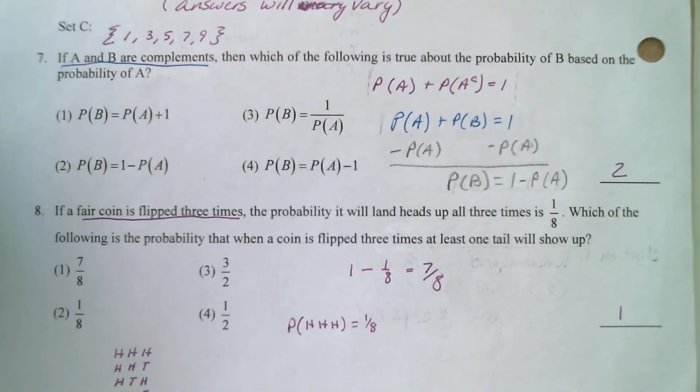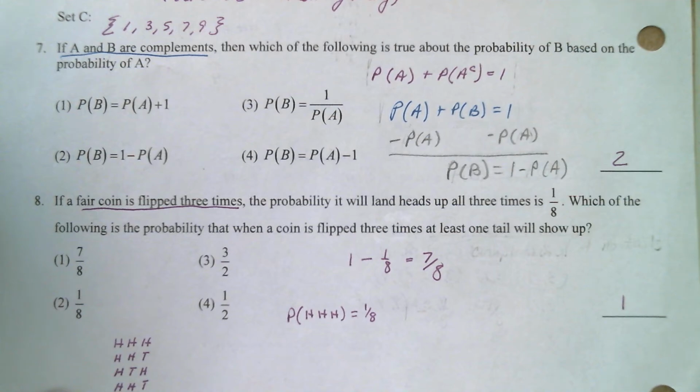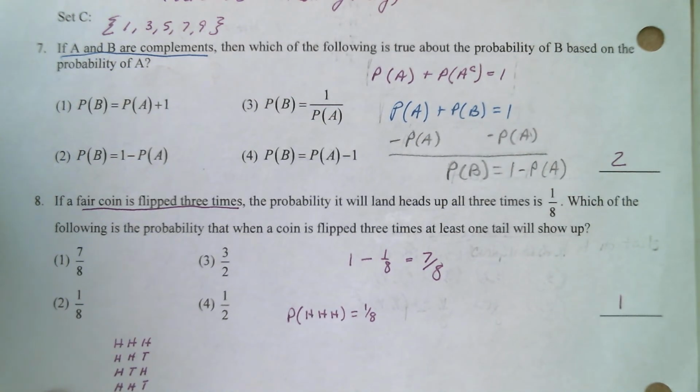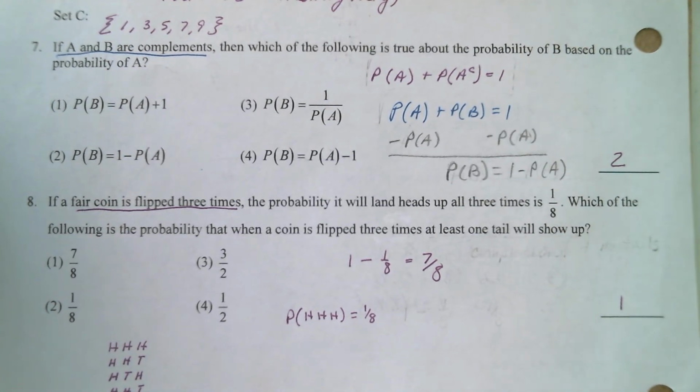Number 8, a fair coin is flipped 3 times. The probability it will land heads up all 3 times is 1/8. Which of the following is the probability that when a coin is flipped 3 times, at least one tail will show up?